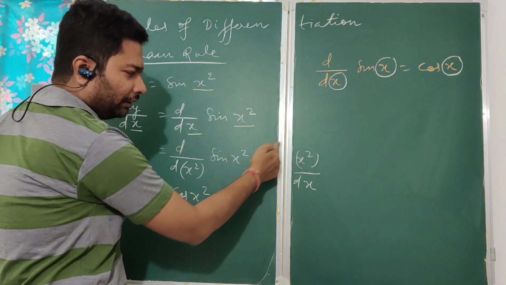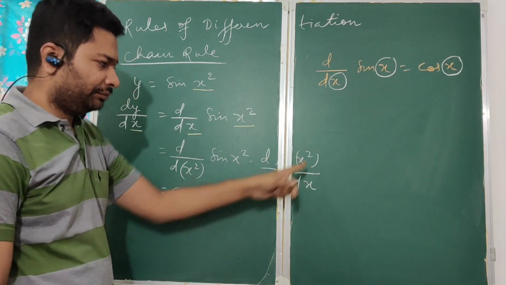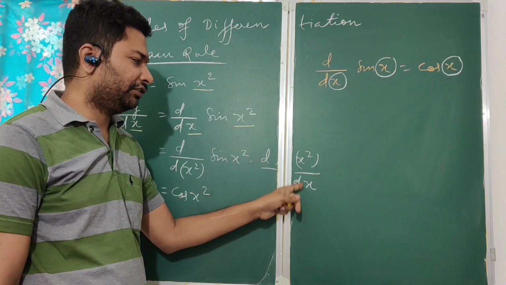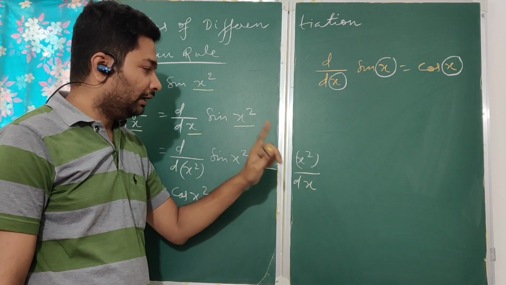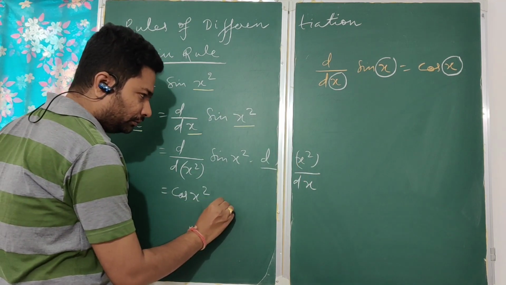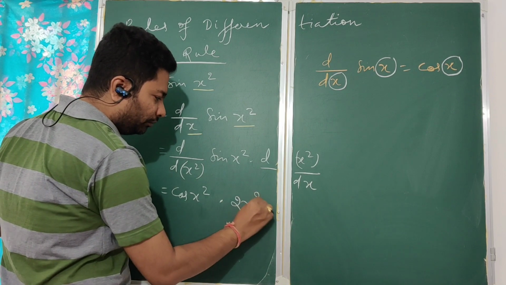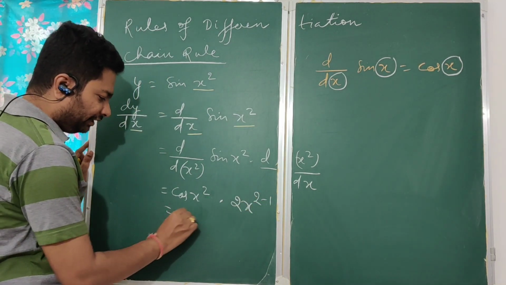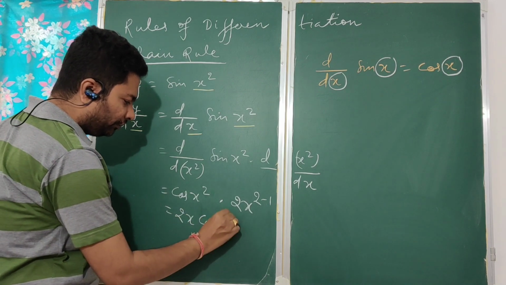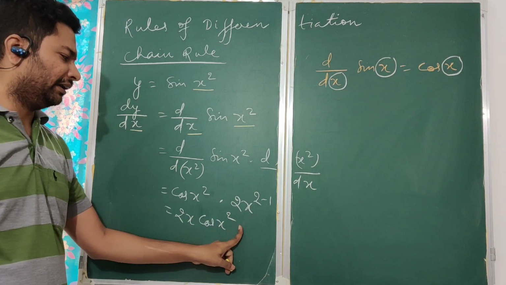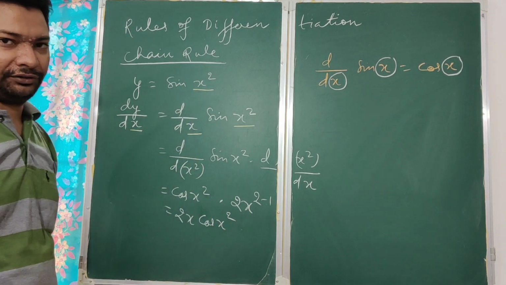Now this has also come into the standard form of differentiation, d by dx of x to the power of n is n x to the power n minus 1. So into 2x to the power 2 minus 1, so it is 2x. So what is the differentiation? It will be 2x cos of x square. This will be the differentiation of this, right?